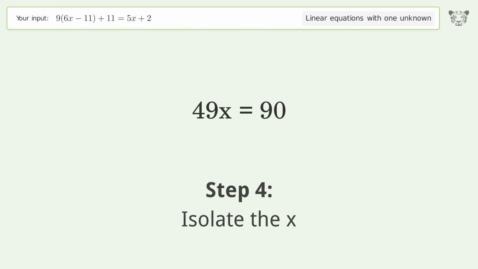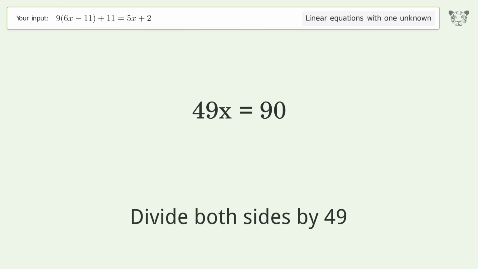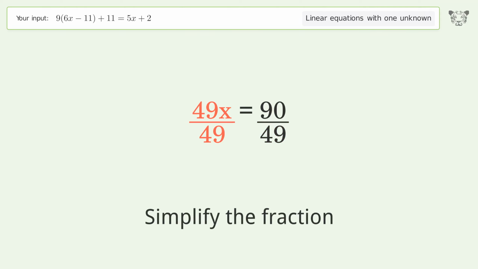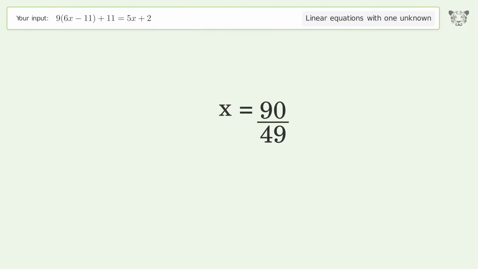Isolate the x. Divide both sides by 49. Simplify the fraction. And so the final result is x equals 90/49.